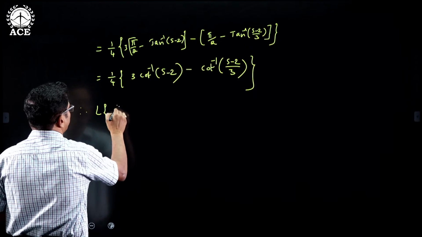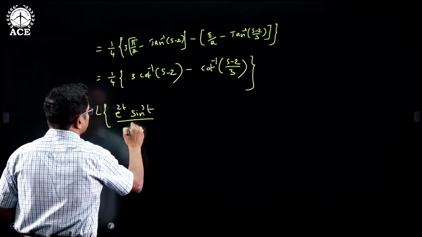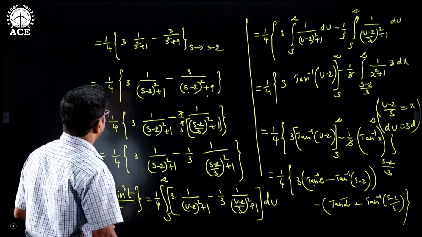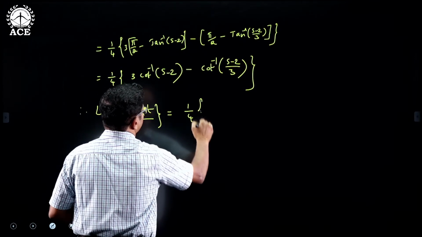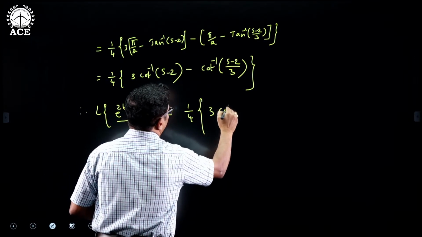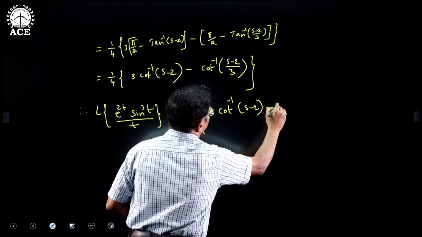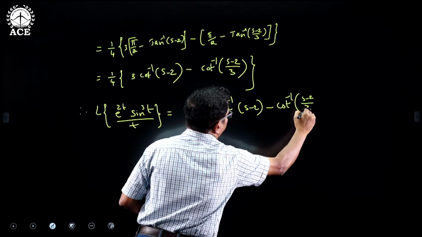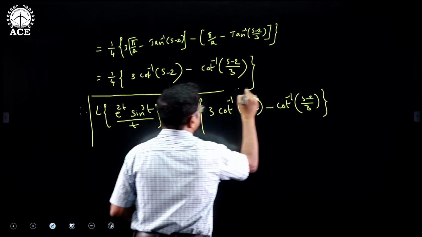Therefore the Laplace transform of e power 2t sine cube t by t equals 1 by 4 integration, 3 into cot inverse of s minus 2 minus cot inverse of s minus 2 by 3. Okay, this is right.